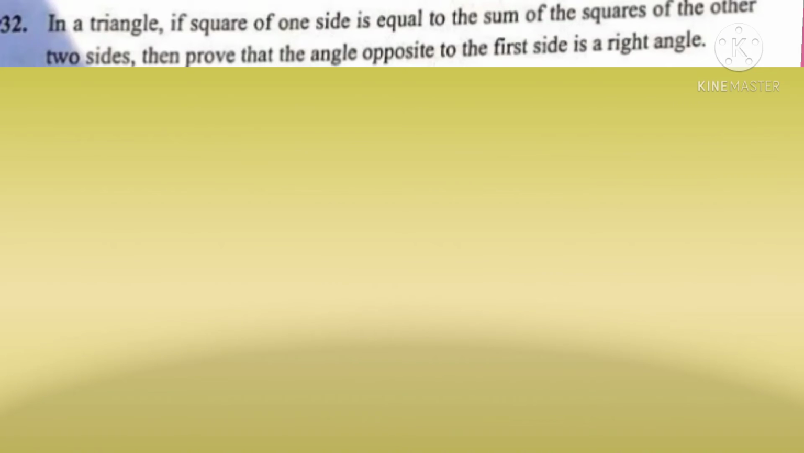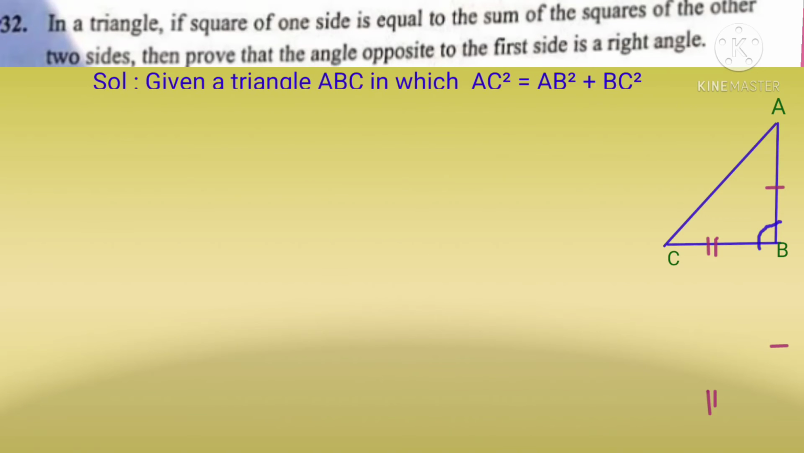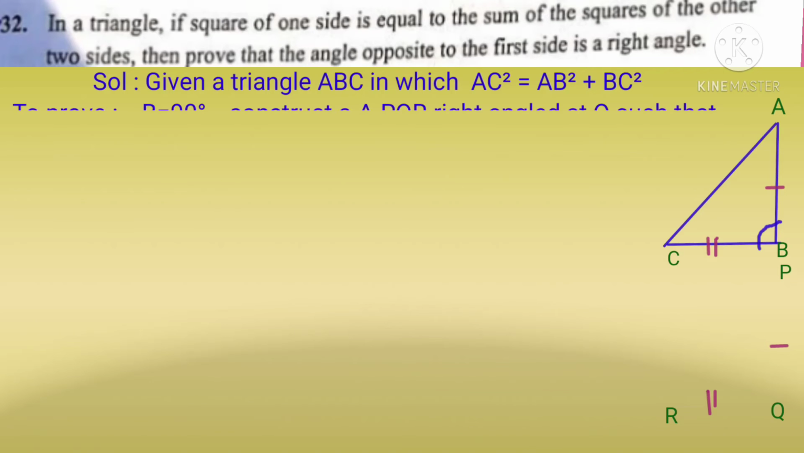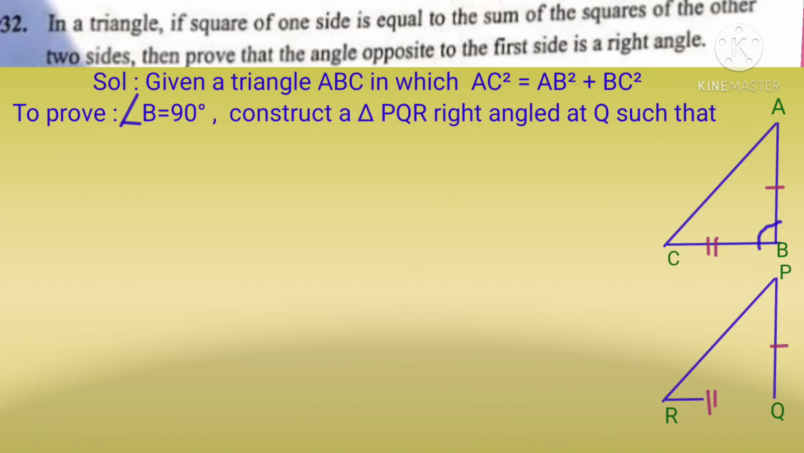Now let's move to question number 32. The question is: in a triangle, if the square of one side is equal to the sum of the squares of the other two sides, then prove that the angle opposite to the first side is a right angle. So given triangle ABC, we will also write AC² = AB² + BC². This is given. We have to prove this angle is 90 degrees.